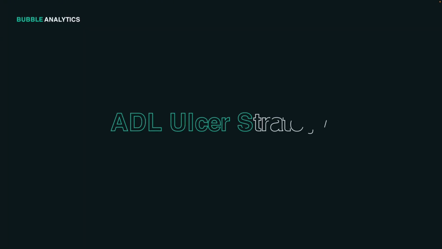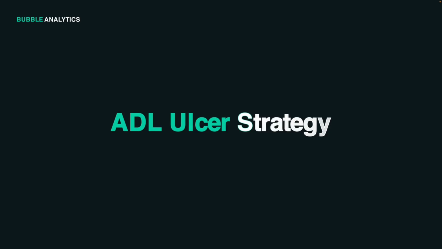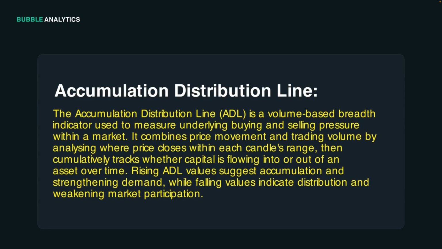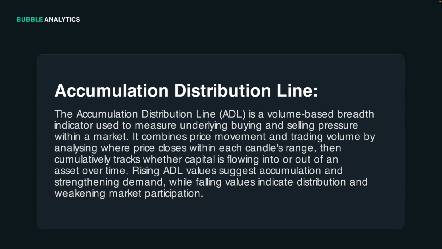Hey, this is Bubble Analytics, and this week we are developing a new strategy around what we're calling the ADL ulcer indicator, and it takes two inputs. One is a breadth measure called the accumulation distribution line, which combines price movement with volume. And the second is the ulcer index, which measures downside risk.